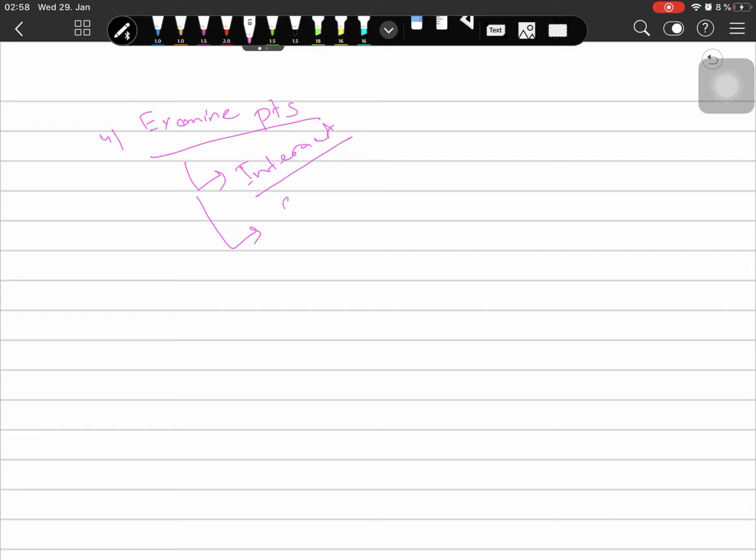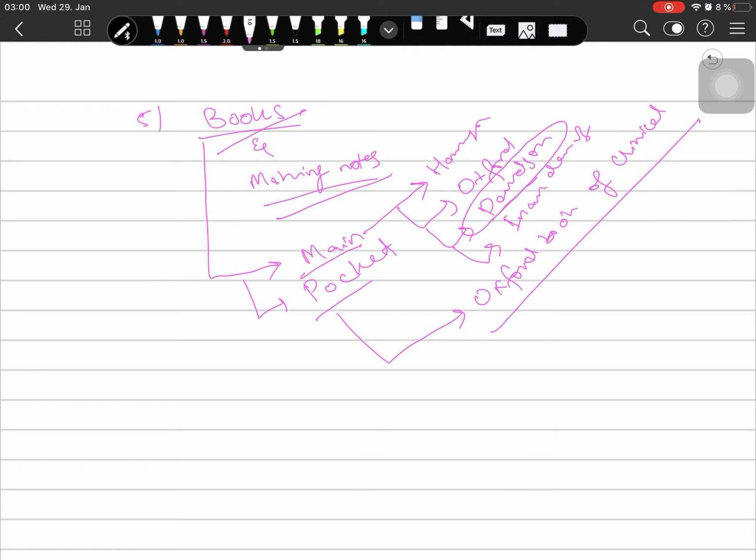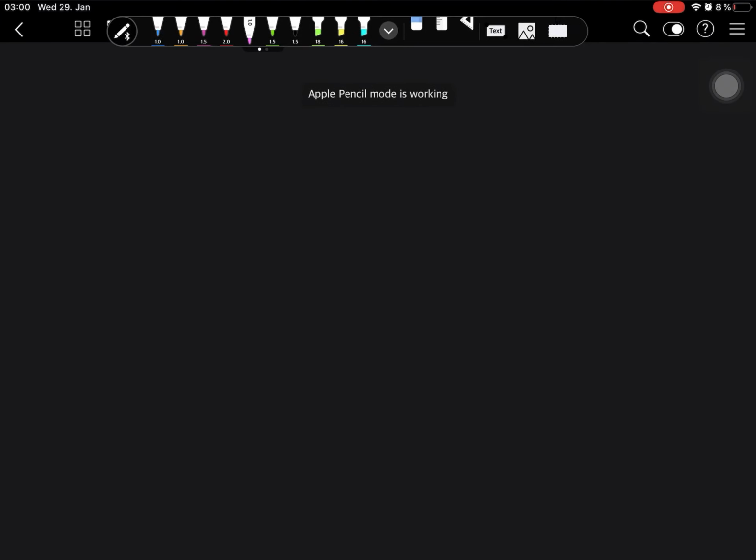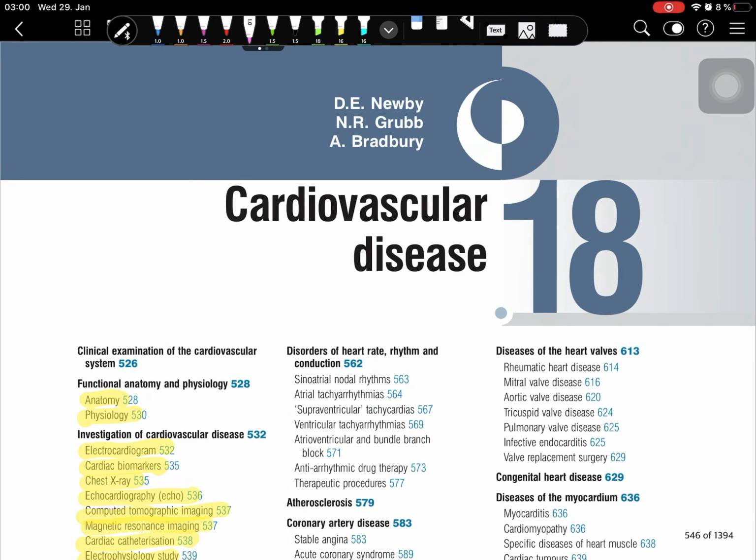But in final year I carried my iPad with me all the time, so I didn't need a pocket book. I did have one in the start, but I just used the main book since I carried my iPad all the time. So if you use an iPad, you don't need a second book. So let's open Davidson and see why it is an excellent book for studying medicine.